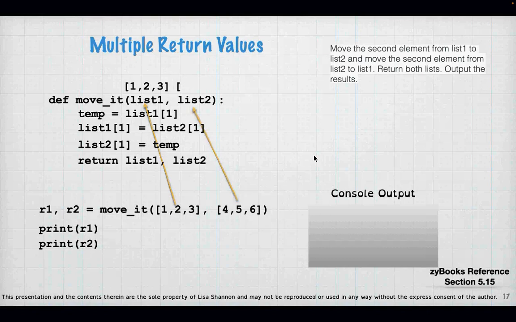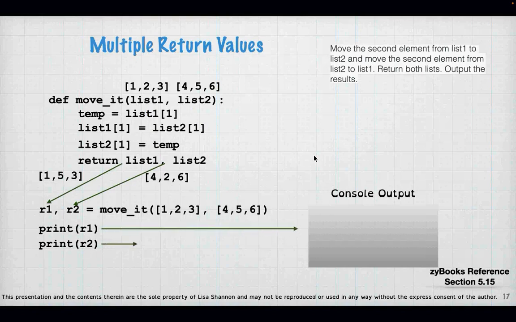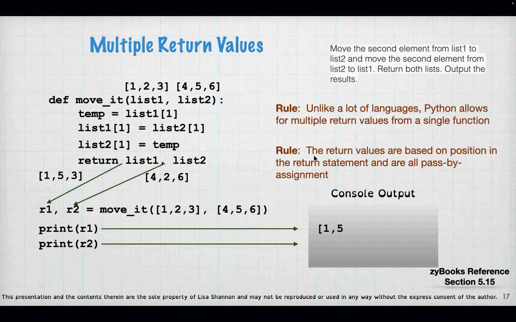And then I can get back both lists. Now, I don't have to get back both lists because I just told you they're mutable. But in this case, for the example, we're going to return two different lists. I'm going to print those lists out, and you will see that R1, which is list 1, is 1, 5, and 3, and R2, which is list 2, is 4, 2, and 6. So returning is positional, just like arguments and parameters are positional. When I return list 1, comma list 2, I am assigning the values in list 1 to R1, and the values in list 2 to R2.